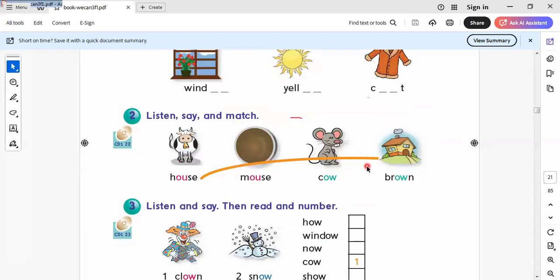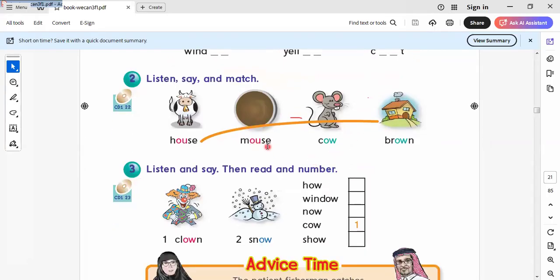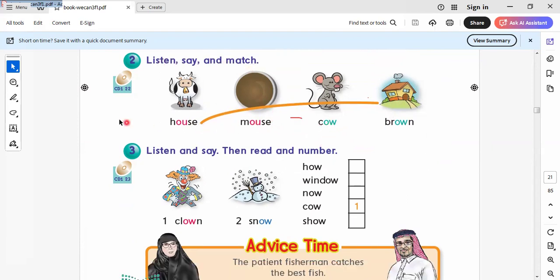Here we say, here is house. House, brown. Here is cow. Here is mouse. Listen and say, match. A house. Here is cow.